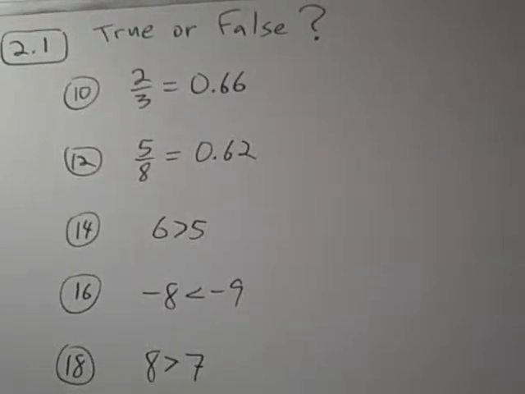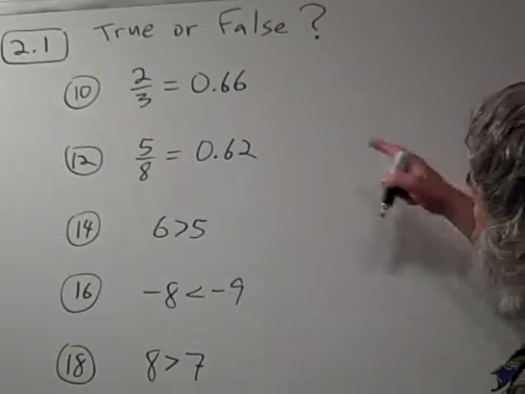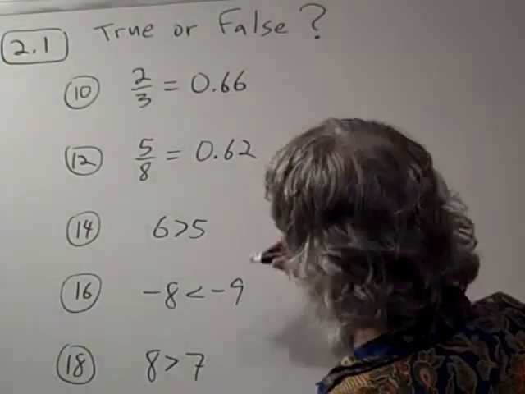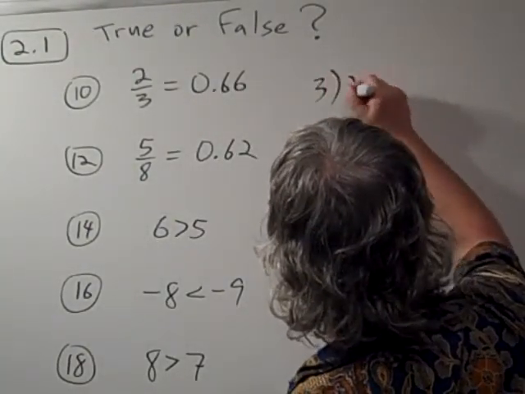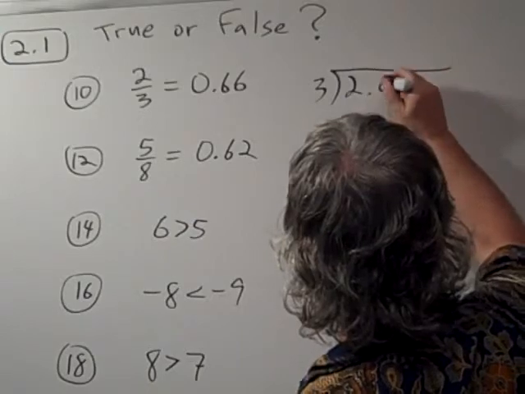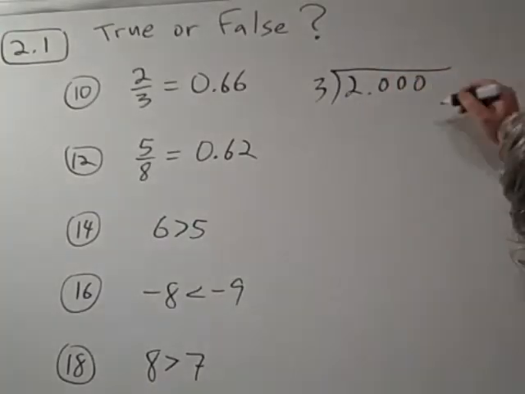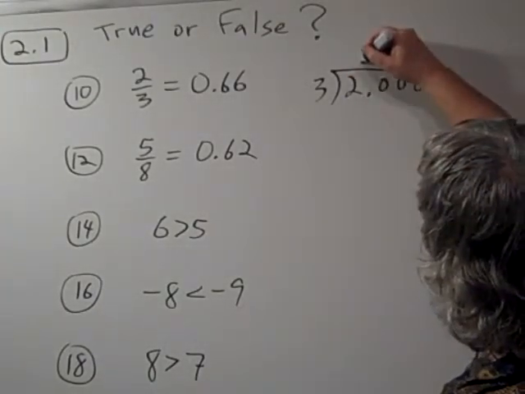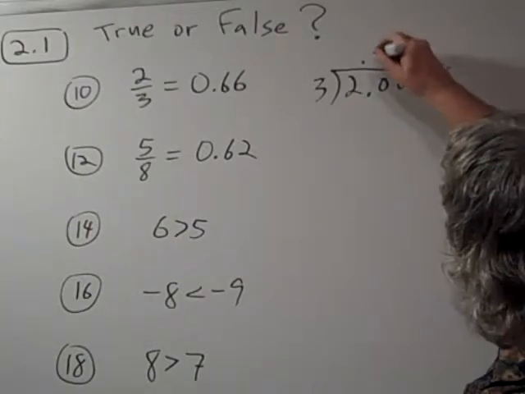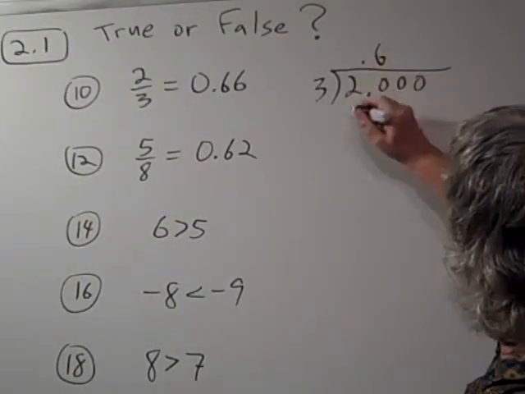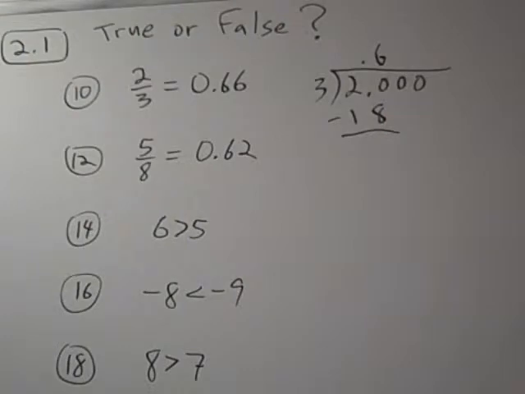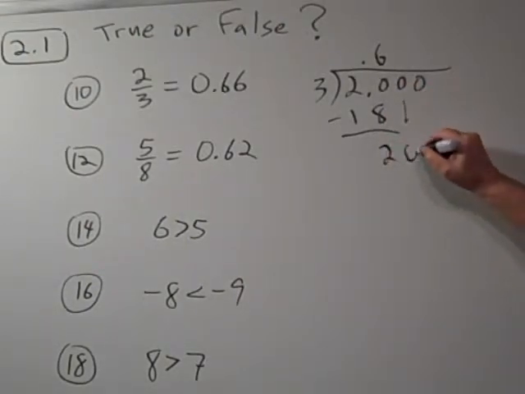True or false? 2/3 is equal to 0.66. Well, let's divide 3 into 2 to see what it equals. 3 doesn't divide into 2, but 3 divides into 20 6 times. 6 times 3 is 18, and you subtract. 20 minus 18 is 2. Bring down the next 0.